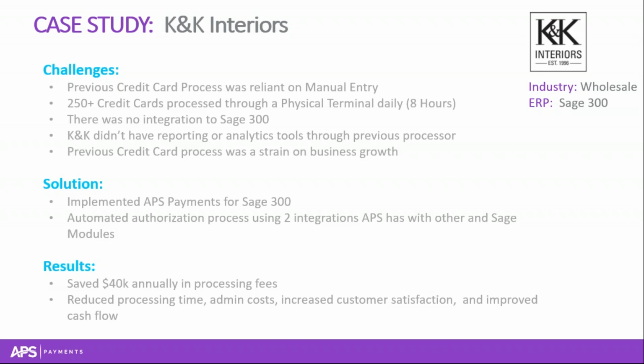The solution: they implemented APS Payments for Sage 300, and along with that, they automated the authorization process by using 2 integrations that leverage APS with Sage 300. The results: they ended up saving over $40,000 annually in processing fees. They also reduced processing time and admin costs, and increased customer satisfaction. They also improved their cash flow. So you can see with this case study that this is really one of the best examples of what we can possibly do for you guys.